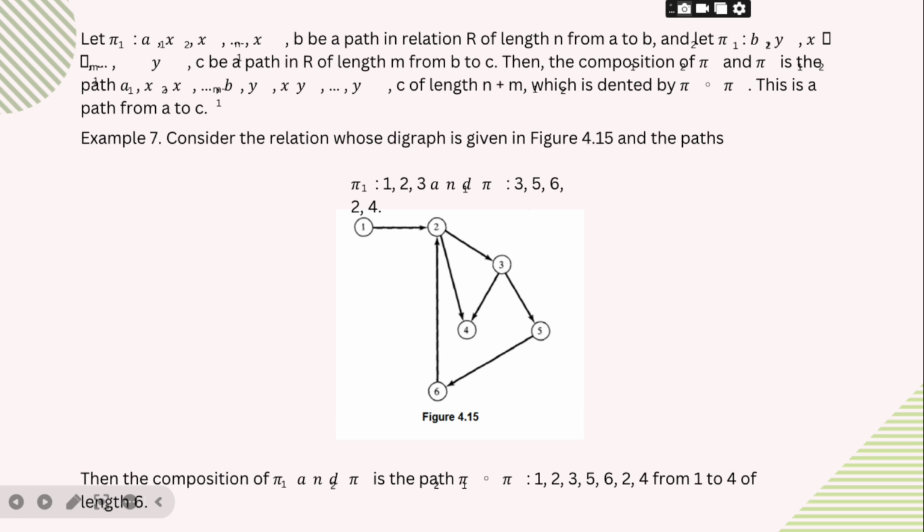Now, we move on to path composition in a graph. To illustrate this, consider a diagram where we are given two paths. Path number 1 is 1, 2, 3. Then path number 2 is 3, 5, 6, 2, and 4. By composing these two paths, we get a longer path from node 1 to node 4 with a total length of 6. This example shows how paths combine when we compute higher powers of a matrix.